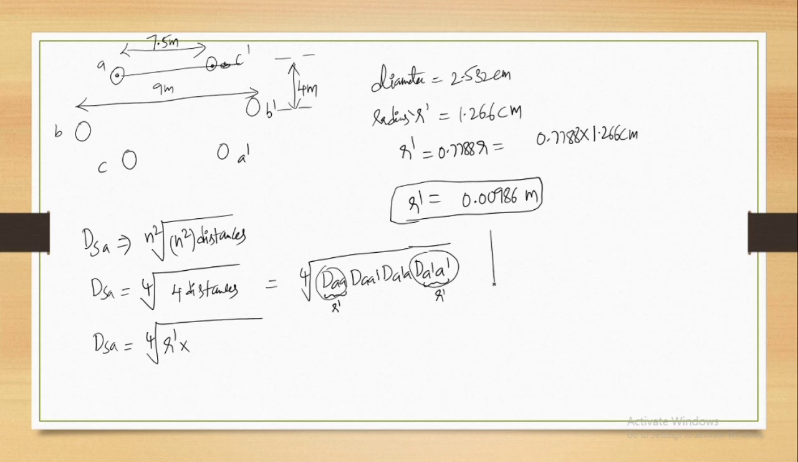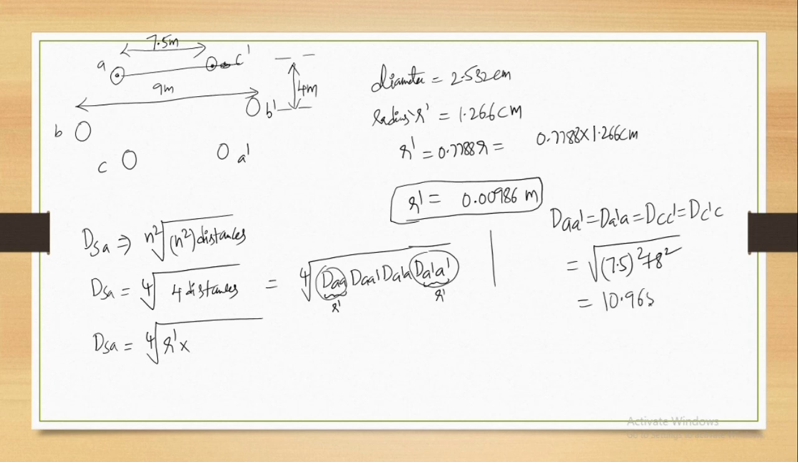It indicates that I will write here dA to A dash, dA dash to A, dC to C dash, dC dash to C. All these four distances are equal to square root of 7.5 square plus 8 square. What is this value? It is 10.965 meter. If you evaluate this, you will get 10.965 meter.